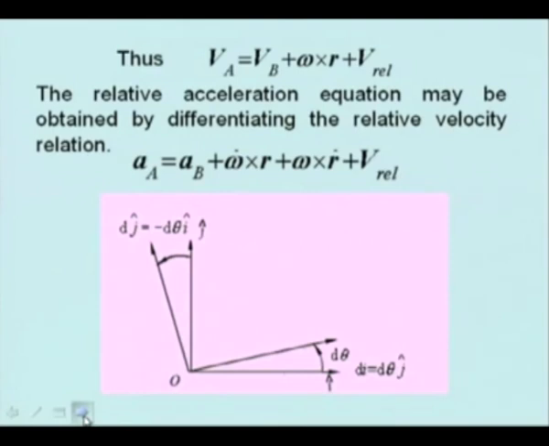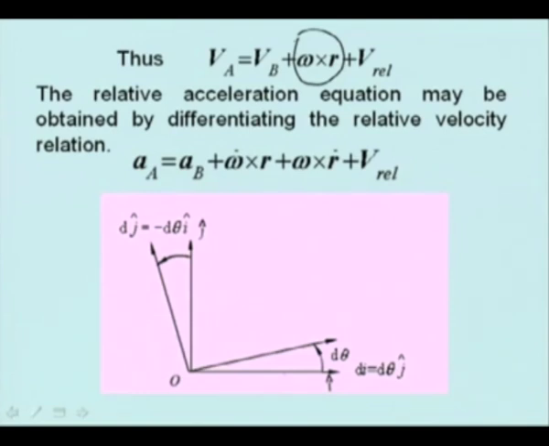Thus, we get a nice relation: V_A is equal to V_B plus omega cross r plus V_rel. So, V_rel is in fact not equal to V_A minus V_B. Instead, we get one additional important term, omega cross r. If the reference frame is only translating, omega becomes 0. For a translating reference frame, omega is 0, therefore V_A is equal to V_B plus V_rel.